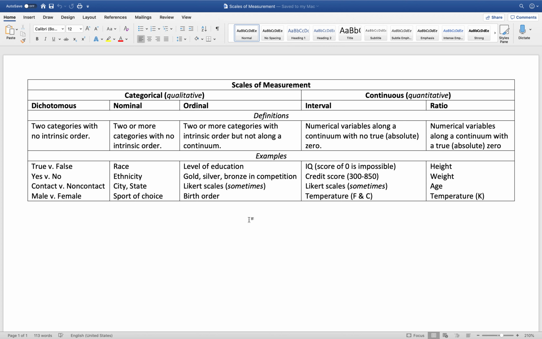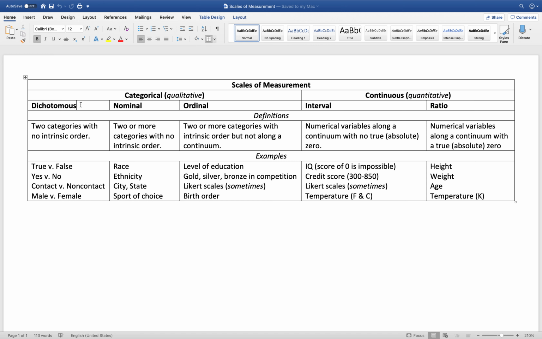When we're talking about variables, it's important to understand how we will be measuring these variables when we get to the point of analysis. In order to do that, we have here scales of measurement. Within the scales of measurement, we've got two umbrella designations, the first being categorical and the second being continuous. Categorical designations relate to qualitative measures, whereas continuous designations relate to quantitative measures.